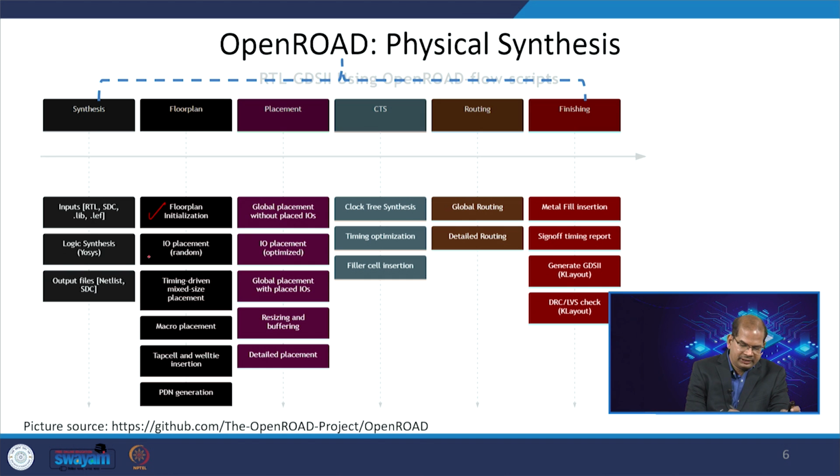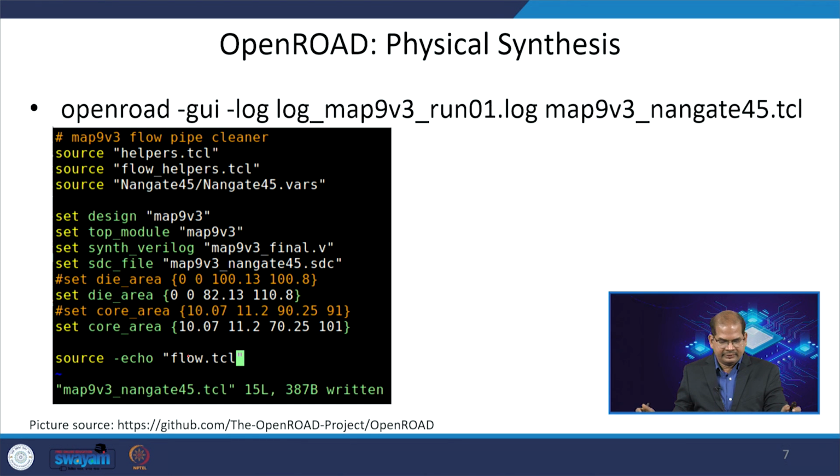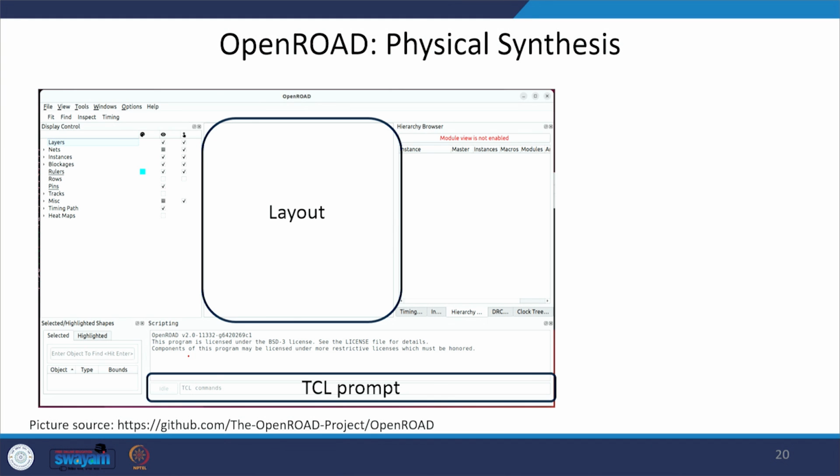Then we are discussing IO placement, random IO placement, timing driven placement, macro placement, tap cell and well tie cell insertion and routing of the power network. All these we will discuss in part 1 of the lecture. So, this is the top level script that we discuss in the demonstration. Finally, we will get the layout, the physical synthesis layout.